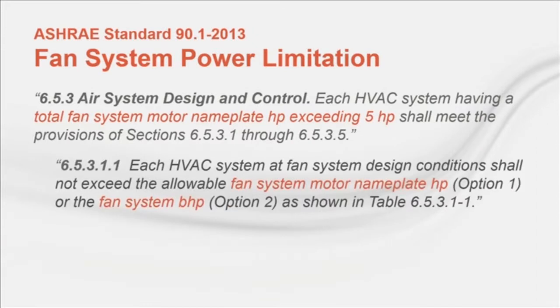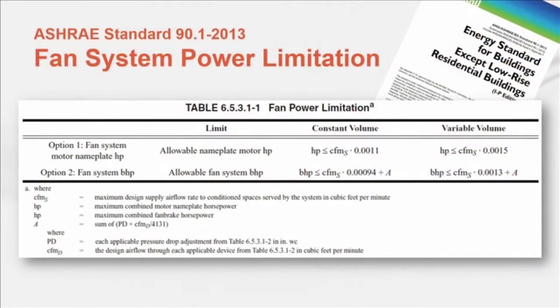This standard includes two options for compliance. Option 1 is based on nameplate motor power, while Option 2 is based on fan brake horsepower. Option 1 is easier to apply and easier for a code official to verify, but Option 2 is more flexible. This is the table that's included in the standard.